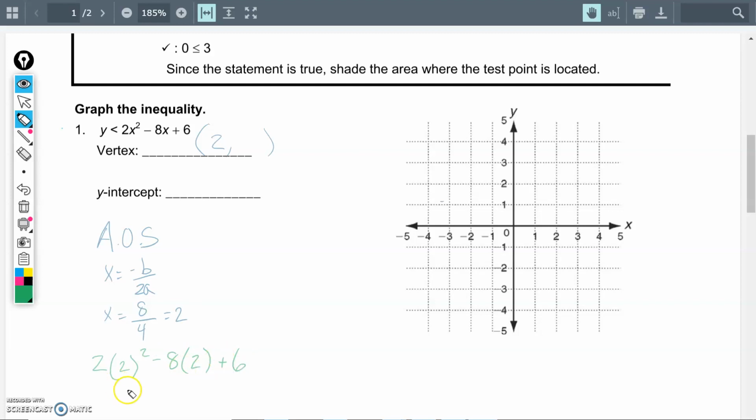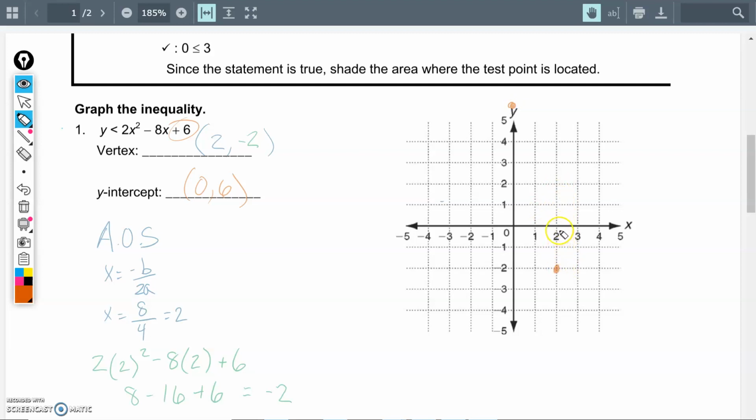And we're going to be left with 2 squared, which is 4, times 2 is 8, minus 16 plus 6, which gives you negative 2. The y-intercept is simply just the constant c value, 0, 6. That's going to be up here. The vertex, 2, negative 2.